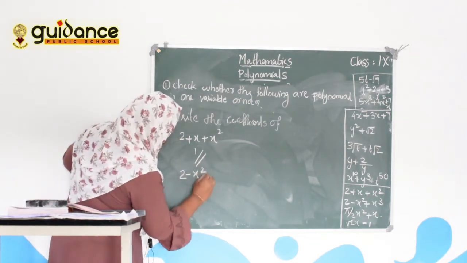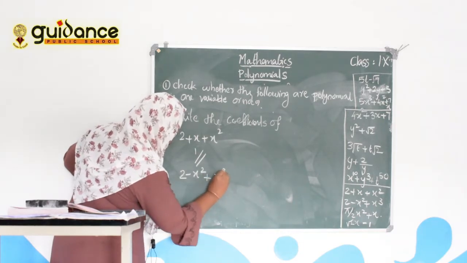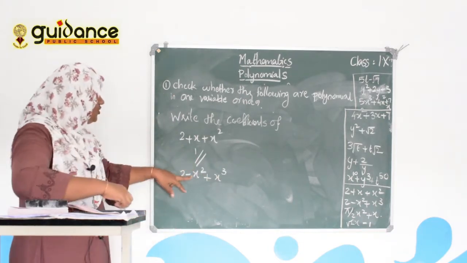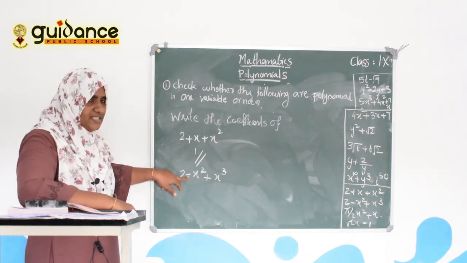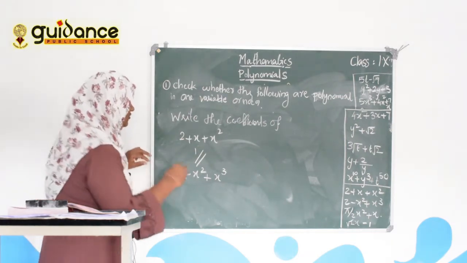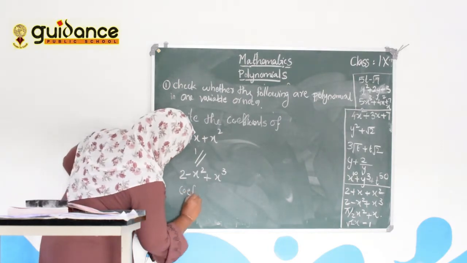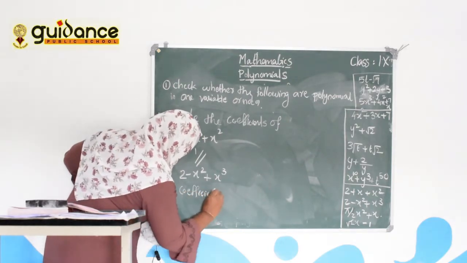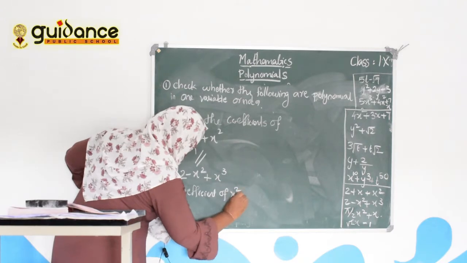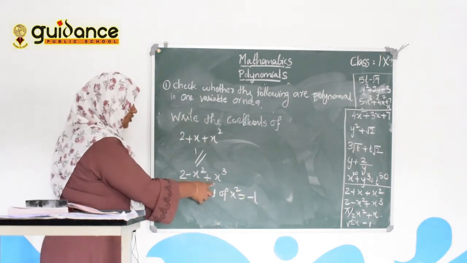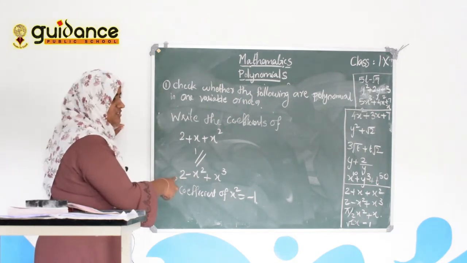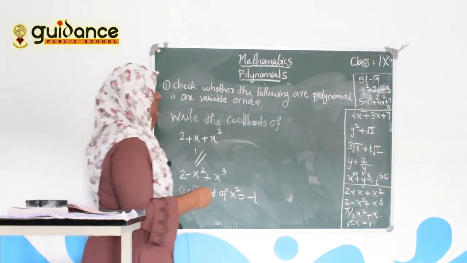Second question, 2 minus x square plus x cube. The coefficient of x square equal to minus 1. Then the coefficient of x cube equal to 1. This term is the constant term. Okay, next question.